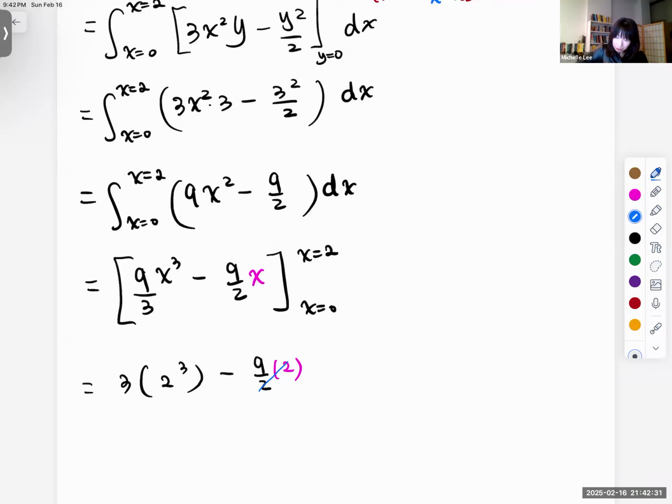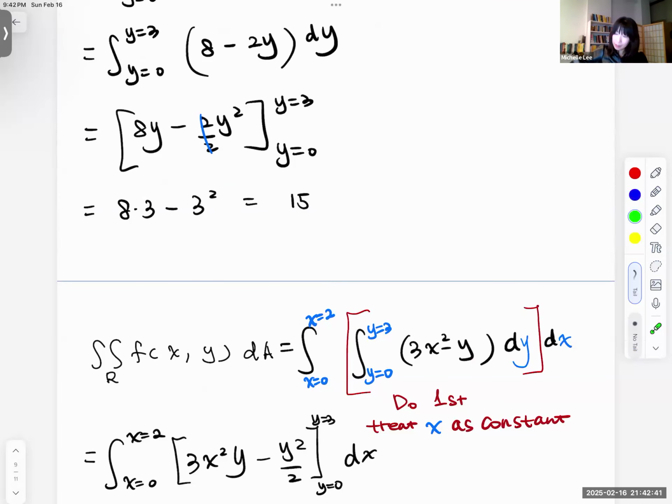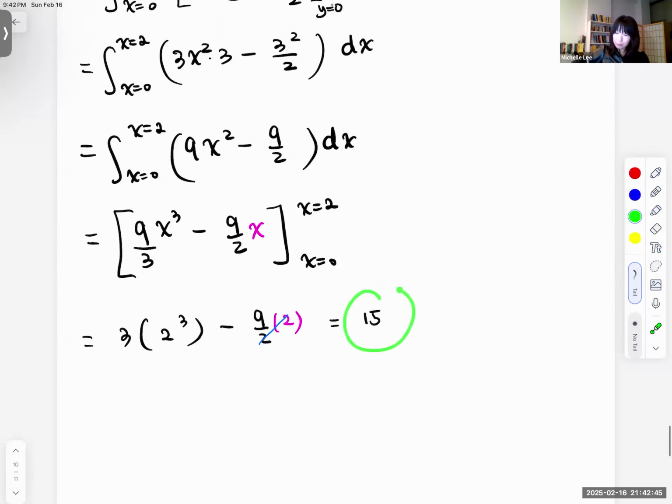We can simplify. What do you get? 15. Very good. So do we get the same answer? 15? Yes, we had 15 earlier. Now we have also 15, right? So we can conclude.